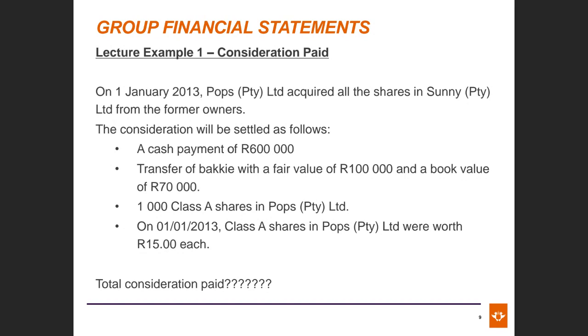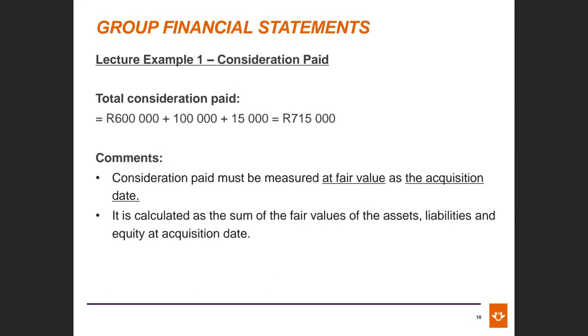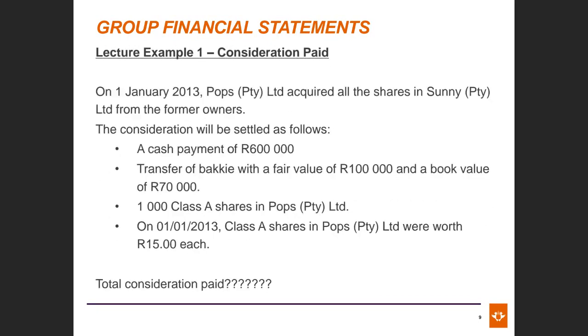Okay, so the total consideration, I see you're all getting it correct. It is 715,000. So if we go to the next slide, we can see how we calculated the total consideration paid. Remember I said it can consist of cash, it can consist of a machine, it can consist of shares. Here you can see that it is made up of more than one item. In the scenario here, we were told that there's a cash payment of 600,000 Rand. So this is going to be part of the consideration paid, okay? So we have 600,000 Rand.